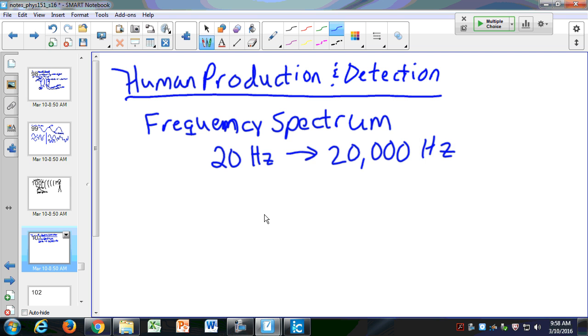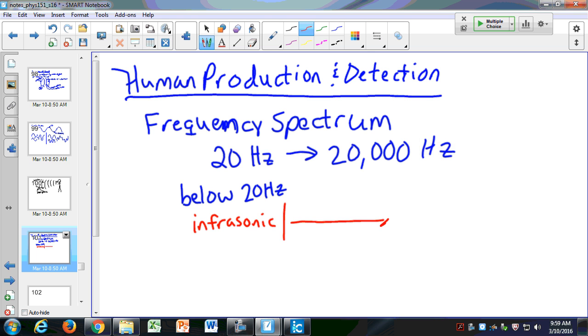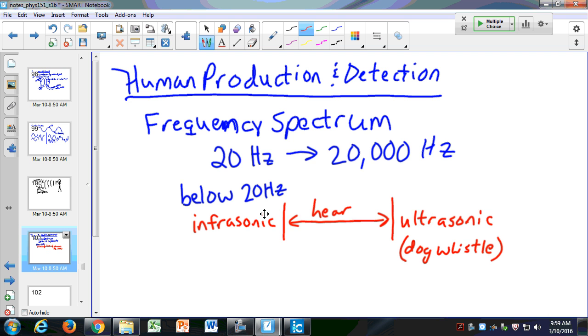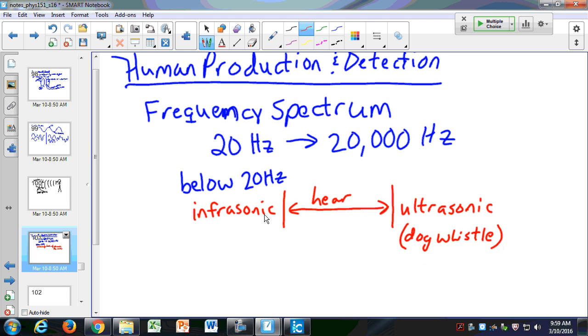So, frequency spectrum. Oh, so below this lower limit, below 20 hertz, we call this the infrasonic. And then you have that we can hear, the 20 to 20,000 hertz. And then above the 20,000, we have the ultrasonic. Like dog whistles, for example, are ultrasonic. Ultrasounds are ultrasonic. They use an ultrasonic signal in order to do ultrasounds. We'll talk about that. Animals also are known to communicate by the infrasonic frequencies.